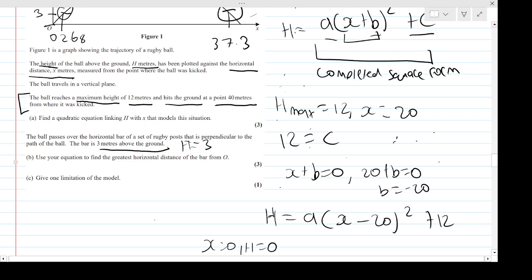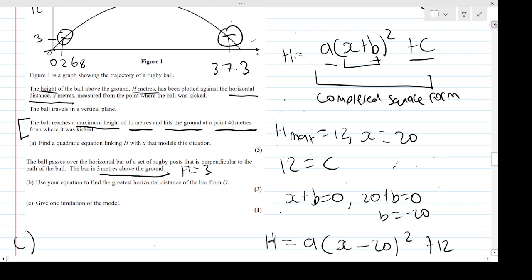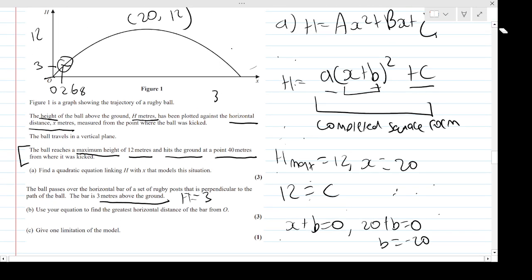Then part C says give one limitation. I'll write that part C here. Give one limitation of the model. Okay. Let me get rid of this annotation again. Make the graph a bit clearer. There we are. So give one limitation.